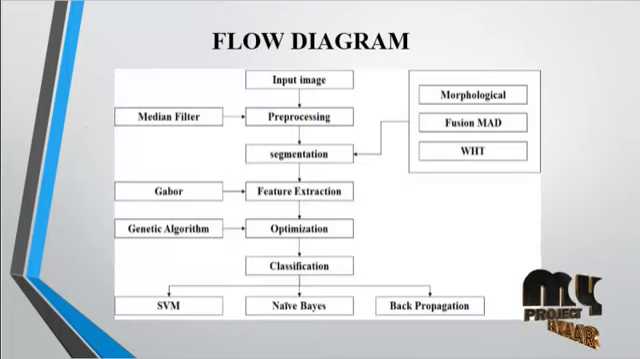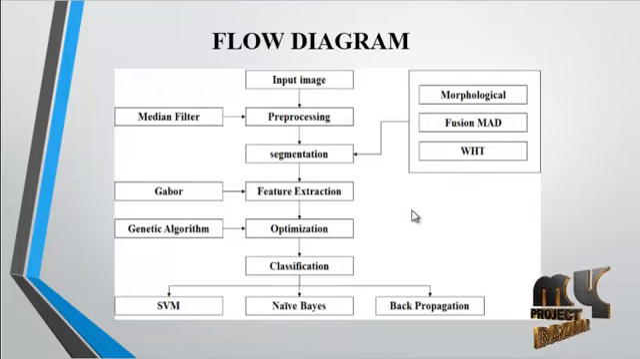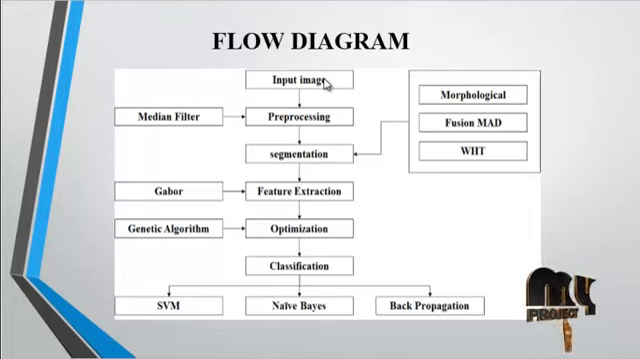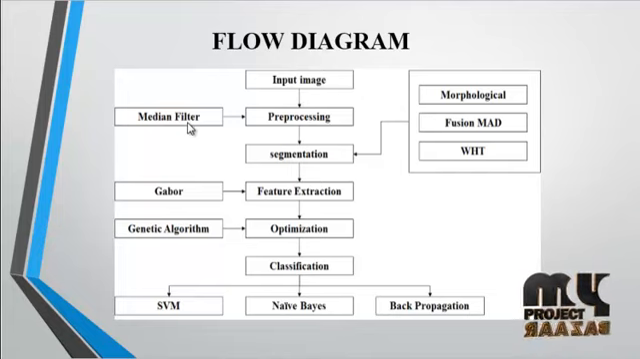Now we discuss the flow diagram for the process. At first, the input image is taken from the dataset. The dataset is nothing but the folder which consists of several images which undergo the process. After getting the input image from the dataset, the pre-processing is carried out. In the pre-processing, the median filter is applied. The median filter is used to remove the noise present in the input image.